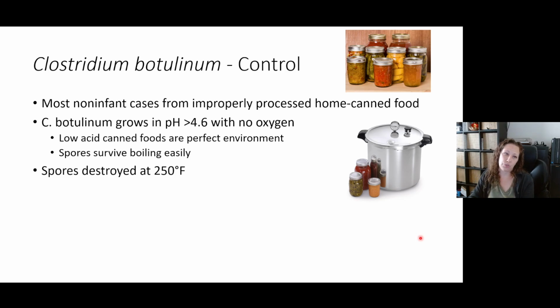They are destroyed at temperatures of 250 degrees Fahrenheit or higher. So this requires a pressure cooker. In the food industry, that's basically what they're doing. They have special canning facilities that are high pressure and achieve this temperature. So if you're canning low acid foods at home, you need to use a pressure cooker.